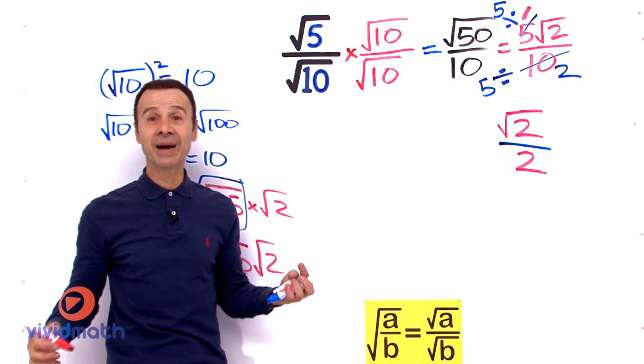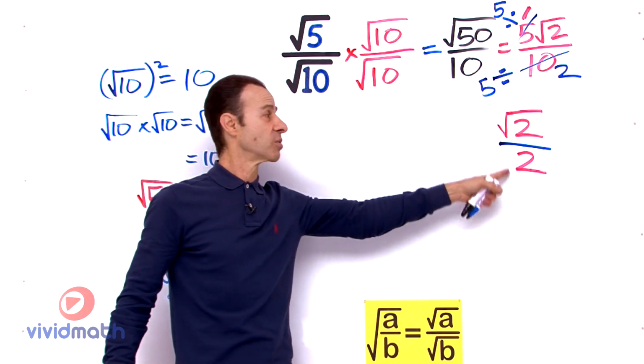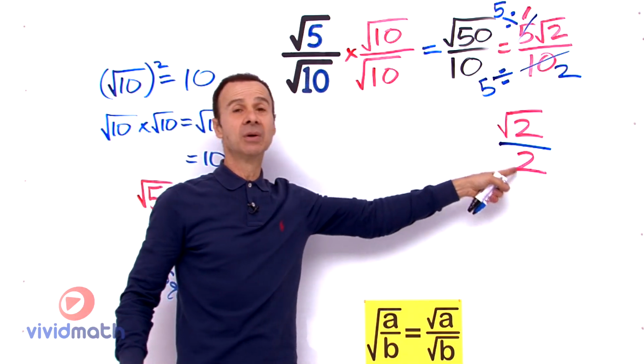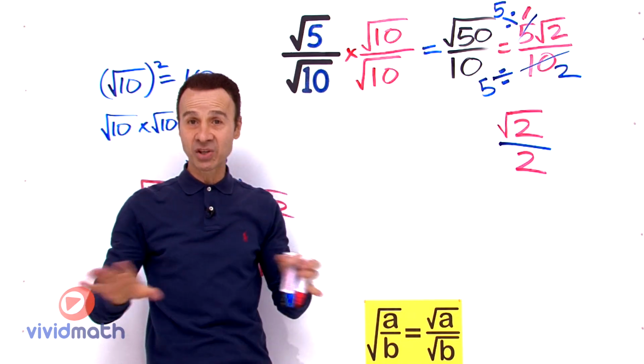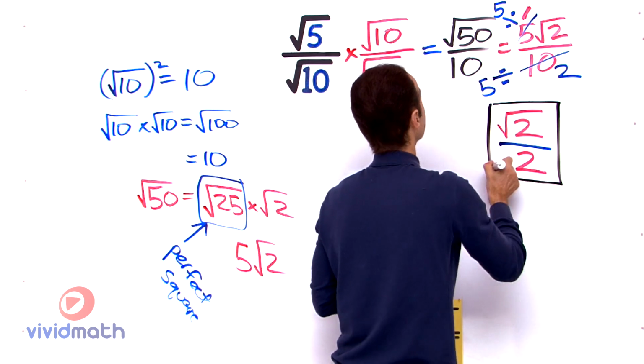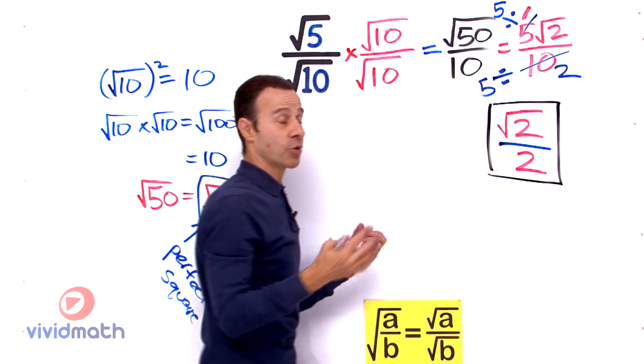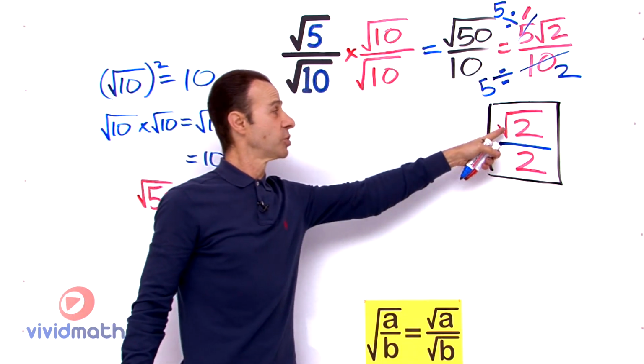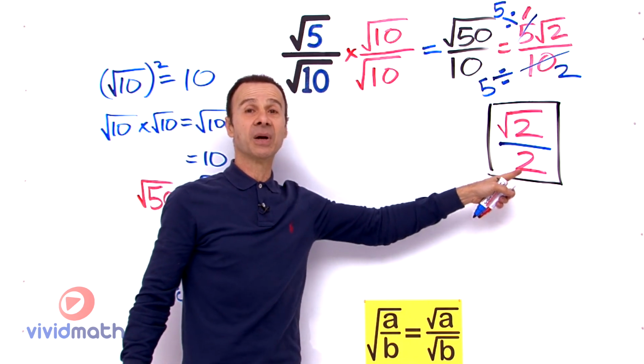And now it's simplified and the denominator is rational. So the square root of 2 on 2 is a simplified and rationalized denominator. So root 50 on 10 is correct, it's still rational, but root 2 on 2 is the same, but it's simplified.